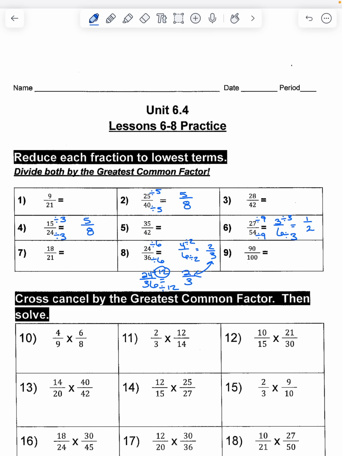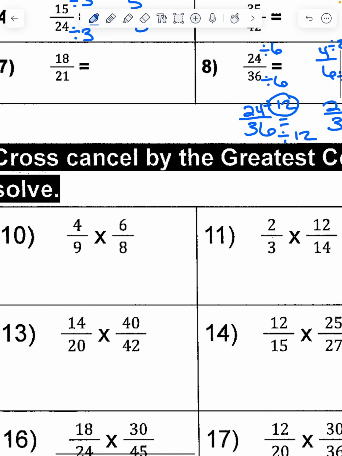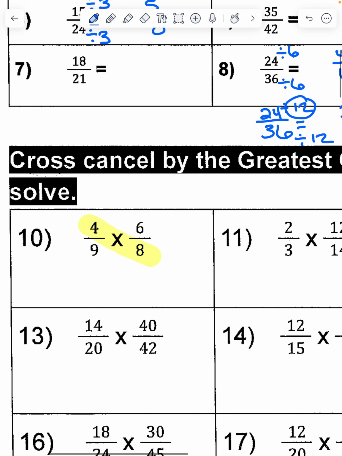So you can either pause the video and do the odd problems, or you can move on with me and do the odd problems later. Okay, the next section, we're going to cross cancel by the greatest common factor, then solve. So what we're doing here is we're going to look diagonally. So when I have the number 4/8ths, I know that 4 can go into both 4 and 8 evenly. If the smaller number can go into the bigger number, use that smaller number.